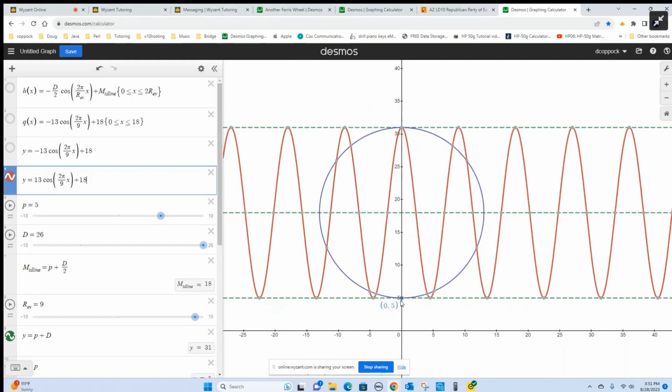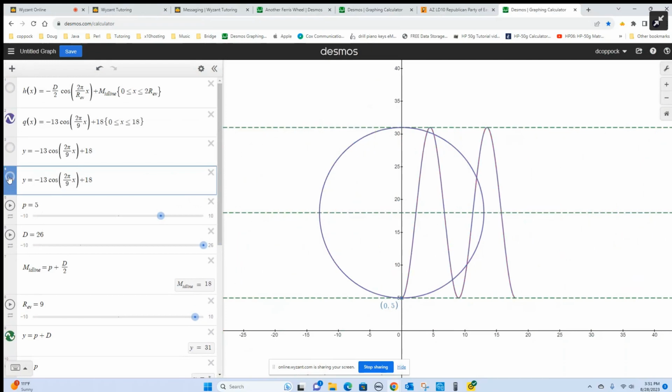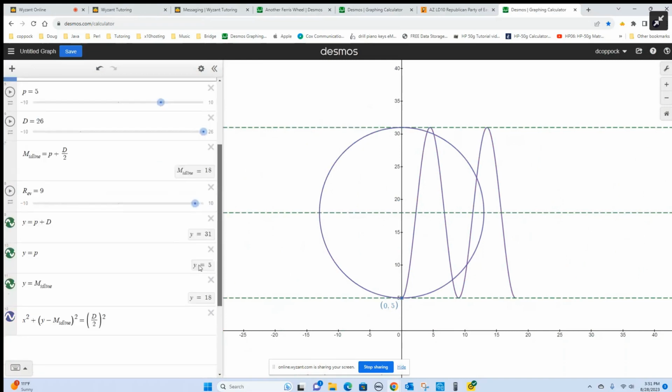But look, at time 0, we're up at 31. We want to be at 5. So what happens if we put a minus in front? It reflects the graph over the midline. Now that's starting to look like our guy. Okay. And I'm going to change this to look like this.